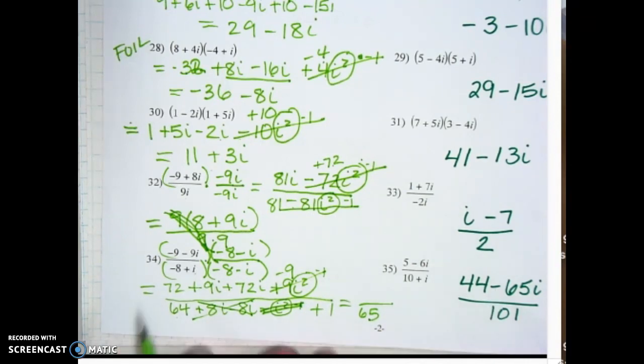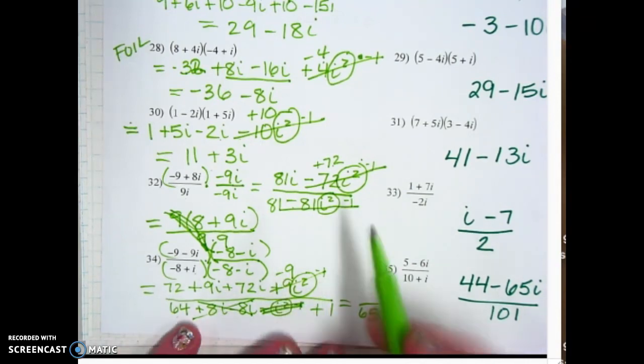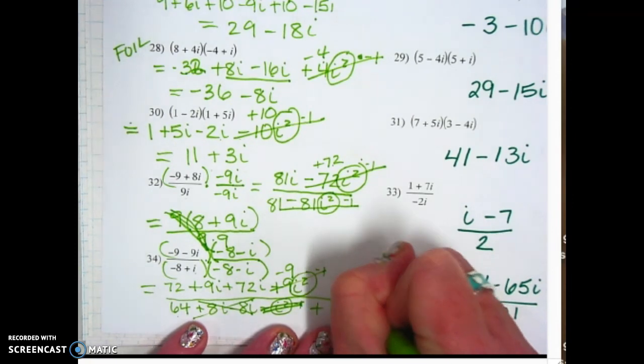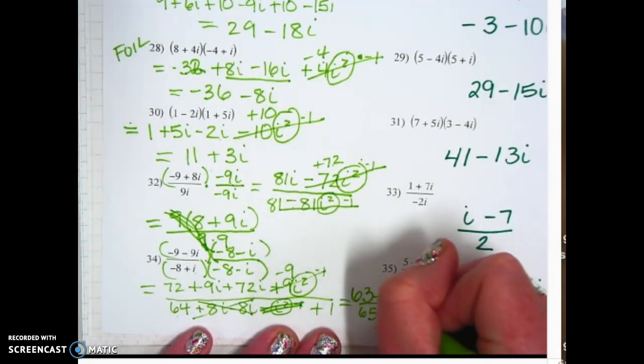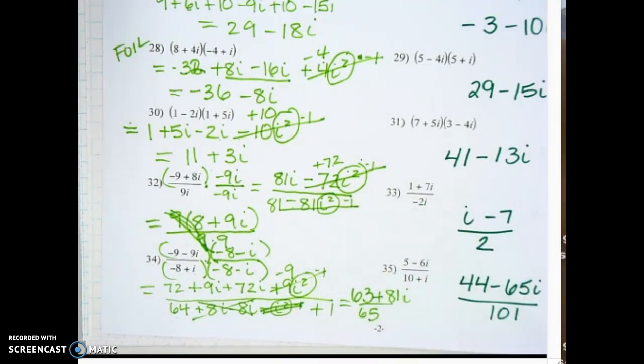And in the numerator, I've got a 72 minus 9, which is what, 63. And then 9i plus 72i is going to be 81i. Look for a GCF. There's not one on this one, but there very likely could be.